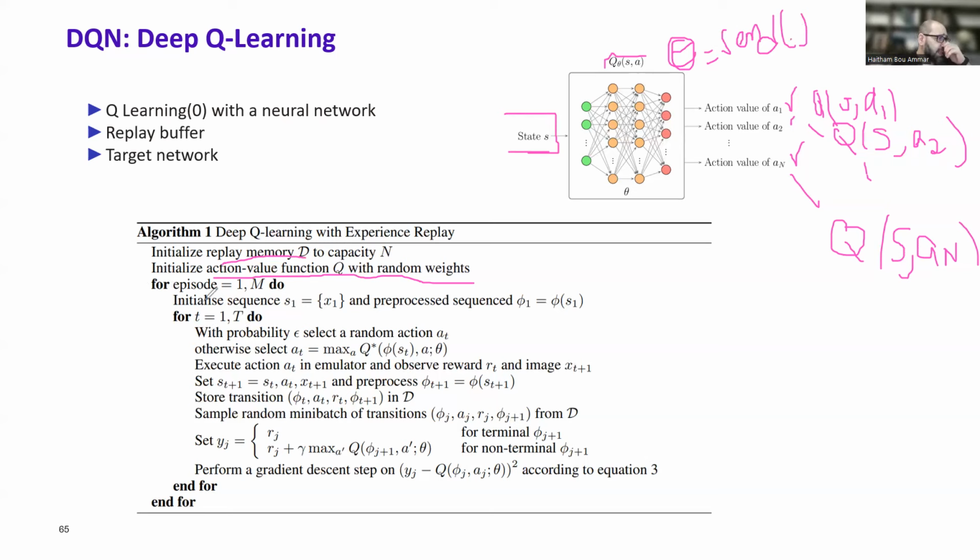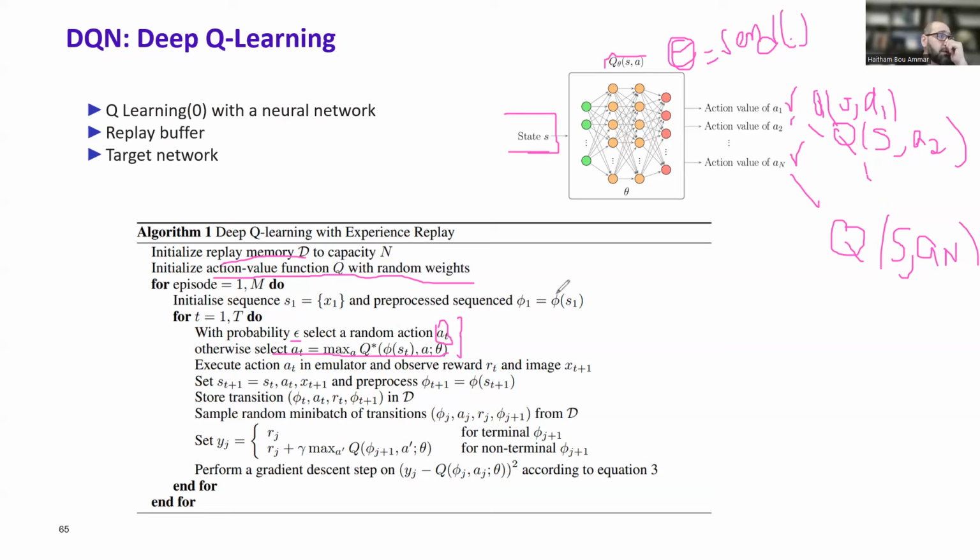Inside each episode, which has a length t, we have two loops, one over episodes and one over the length t. The first thing we do is, with a probability epsilon, select an action AT randomly. Otherwise, select an action AT with the max over the Q. If you think about it, this is an epsilon greedy strategy: with some probability epsilon select a random action, otherwise be greedy in your Q value.